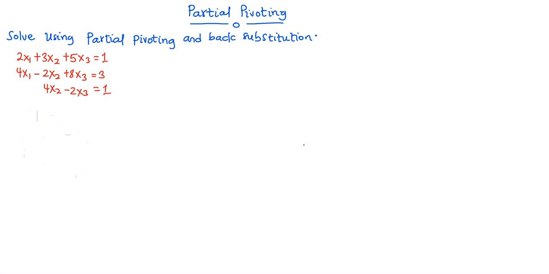In this video, you are going to learn how to use partial pivoting and back substitution to solve the system of linear equations. So I have these equations here, then you are going to use partial pivoting and back substitution to solve it. So let's look at how you are going to do this.